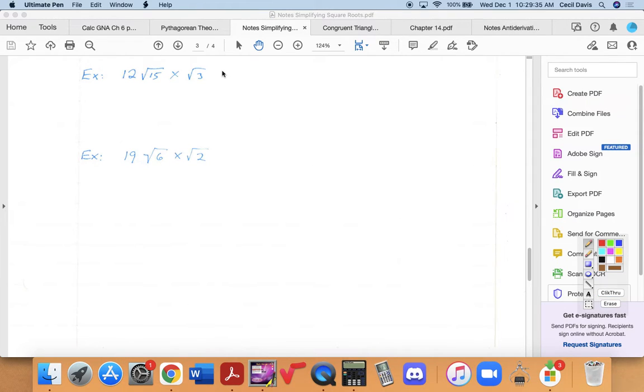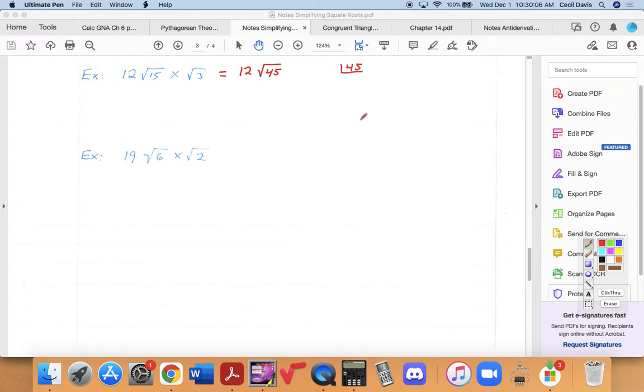For this one, we'll do the same thing. We'll keep the 12. The square root of 15 times the square root of 3 is? 45. Right, so that'll be the square root of 45. Now, the square root of 45 can be simplified, because if we factor it, we're going to find it does have some like factors. So this is like the first example now.